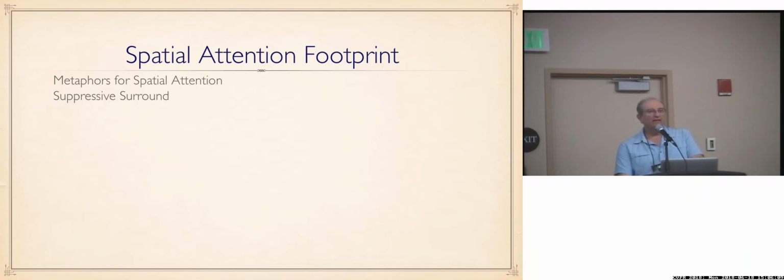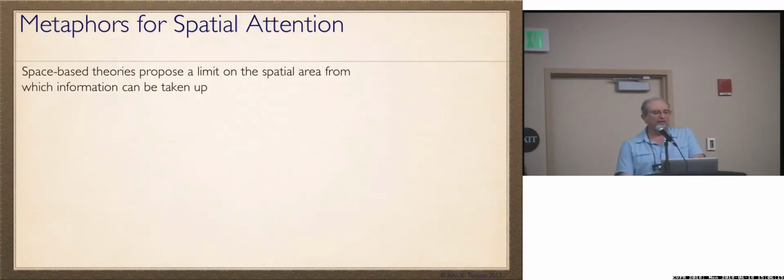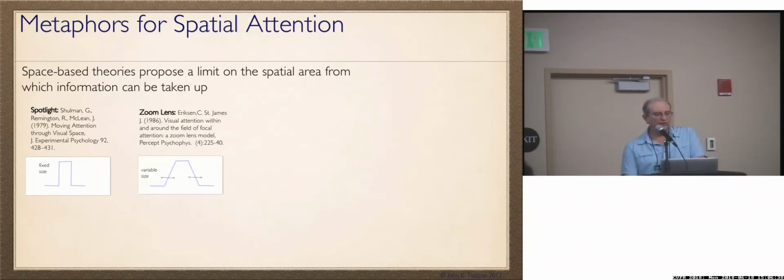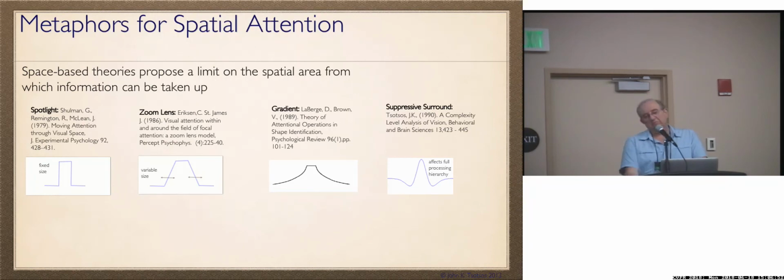When you attend, attention has a spatial footprint, and there have been a lot of optical metaphors for spatial attention. So these are all theories of attention in space. One of them is the spotlight. I'm sure everyone has heard about the spotlight of attention. It basically says that across an image, you have a spotlight of attention, and that's kind of the cross-section of it, and it's due to Shulman and others. There's also the zoom lens, which says that you kind of zoom into what you're interested in. There's a gradient attentional footprint as well, and there's a suppressive surround. There may be others, but these I think are the main ones out there.